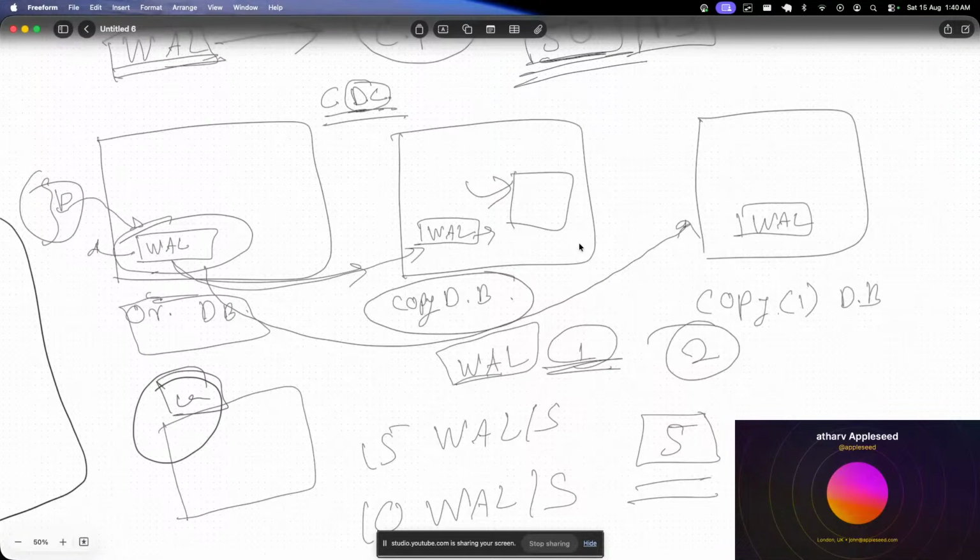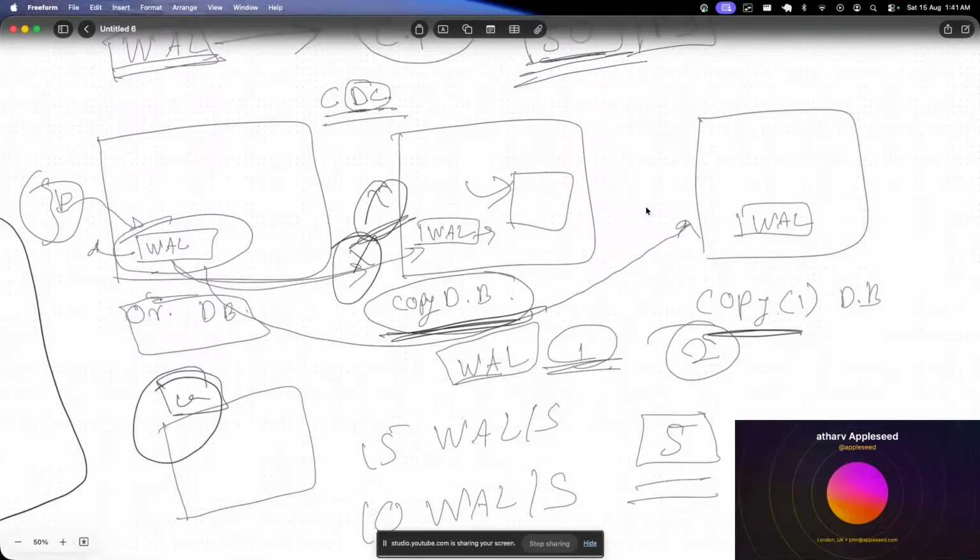So there is also the problem of network failure. Let's say our copy database fails to get the WAL that was generated by our original database, and only our other copy database received it. In this case, our copy database is out of sync. It does not have the actual data that our original database has.